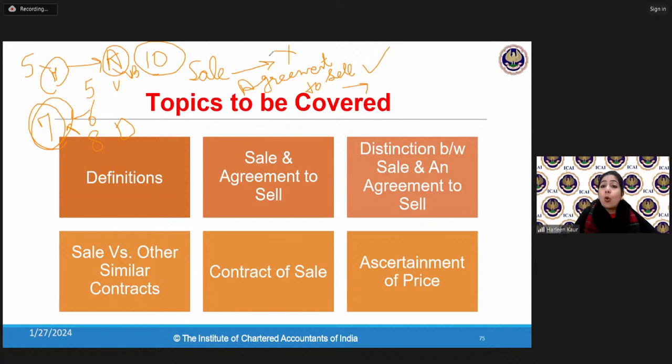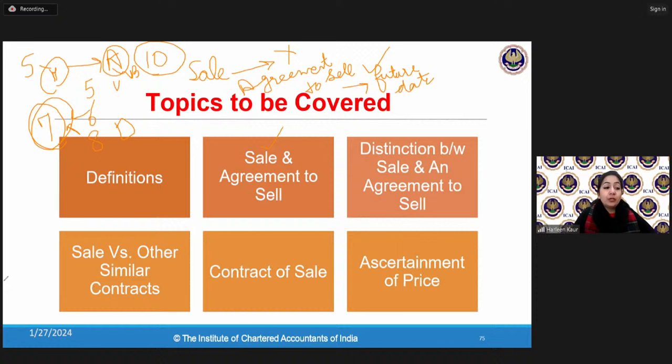And such an agreement to sell always takes place at a future date. It will never happen spontaneously. It always takes place at a future date. So what is sale? Sale is when the seller is selling the goods to the buyer immediately. Please write it down. When the seller is selling the goods to the buyer immediately, sale is said to take place. However, where the seller agrees to sell the goods to the buyer on a future date, it is known as agreement to sell.